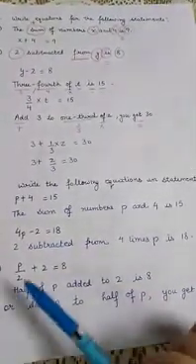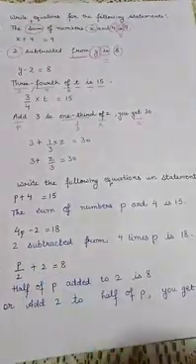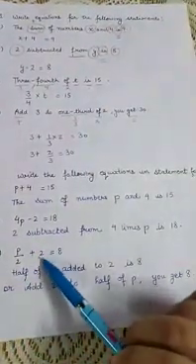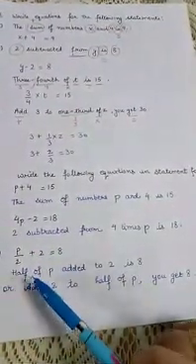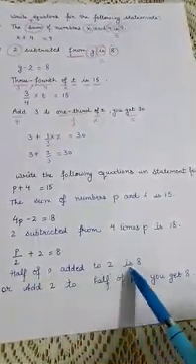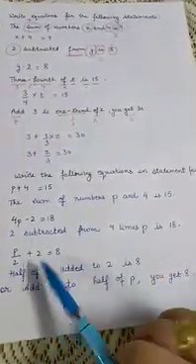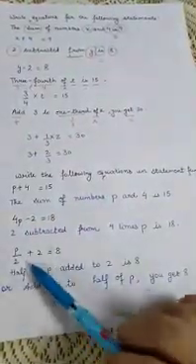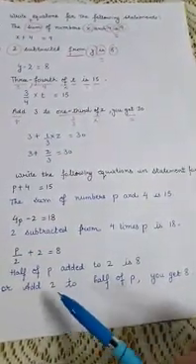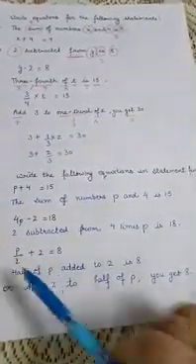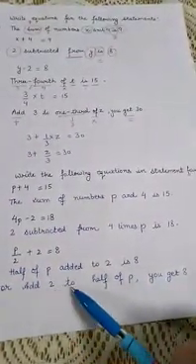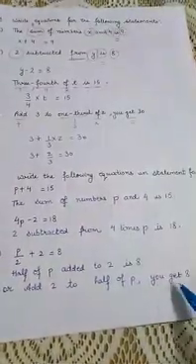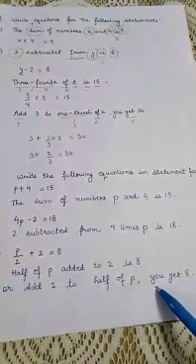Now one more example. p by 2 plus 2 is equal to 8. So what we are doing here? We are doing half of p. And what we are adding to that? We are adding 2. So half of p added to 2 is 8. Or I can say, if we are going to follow this, add 2: we are doing addition of 2 to what? Half of p. So add 2 to half of p. What you will get? You are getting 8.